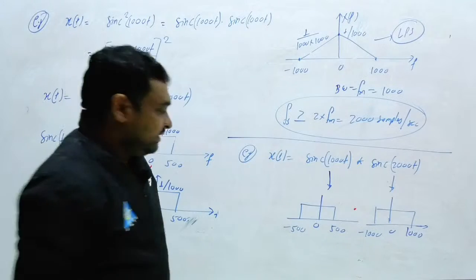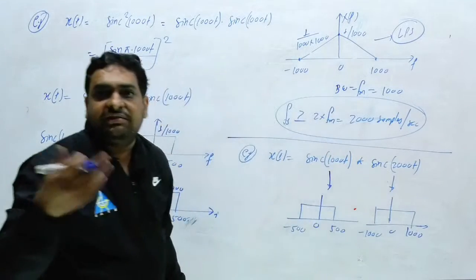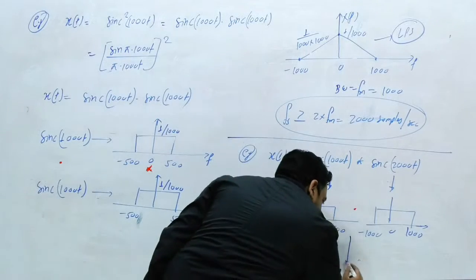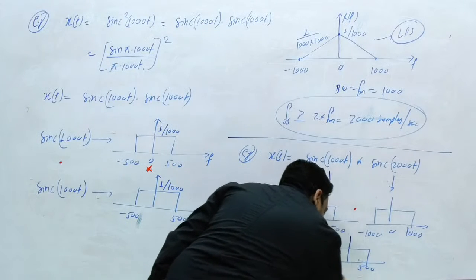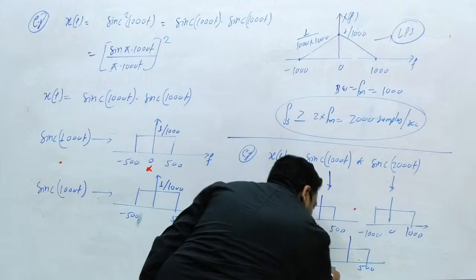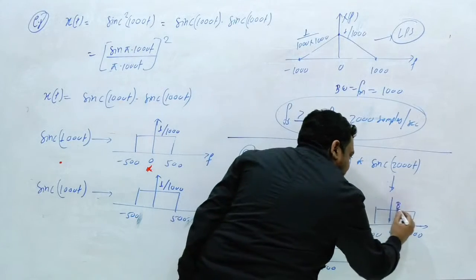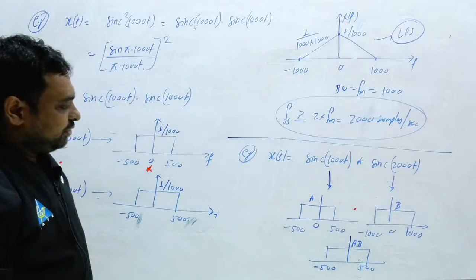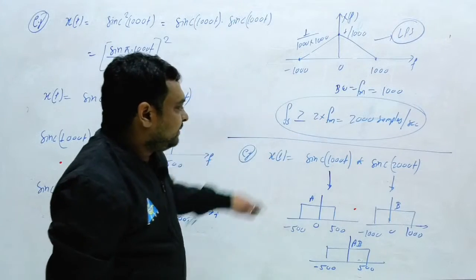You will get the lower width. From 500 to 1000 it is 0, multiply this and again you will get 0. The multiplication will be the lower one like this. So this will be 500, this will be minus 500. But the amplitude, if this amplitude is A and this amplitude is B, will be A dot B. Clear my point? What will be this highest frequency? 500.